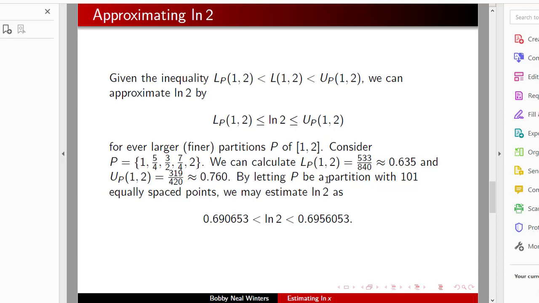Now, if I take a computer, not doing it by hand anymore, and do a partition with 101 equally spaced points, we get that the natural log of 2 is between 0.690653 and 0.6956053. So we have 2 decimal places there. Okay. So, not bad for so early in the game.